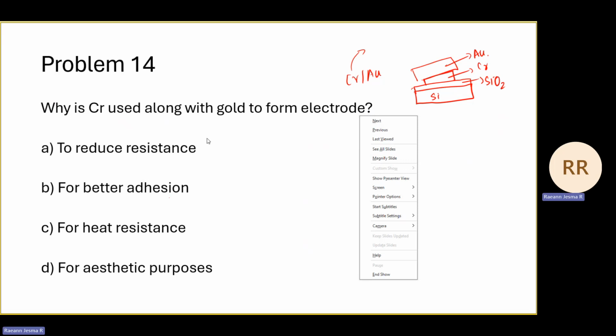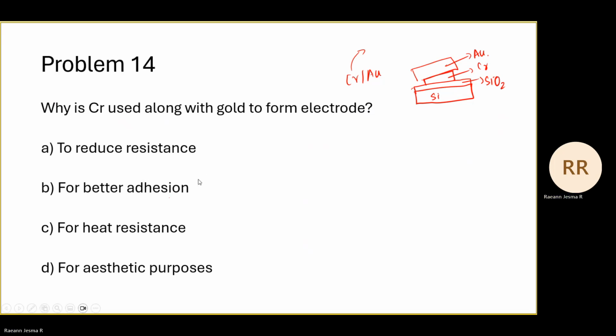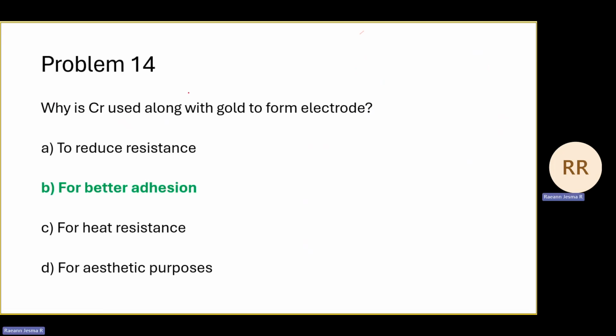What do you think is the answer? So the answer is for better adhesion. Okay. Gold has good resistivity, right? So it is used as an electrode and it is resistant to oxidation.